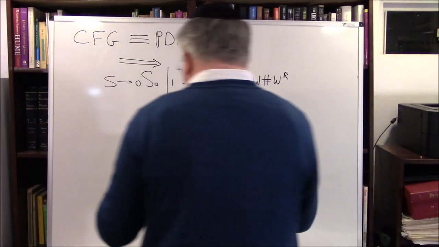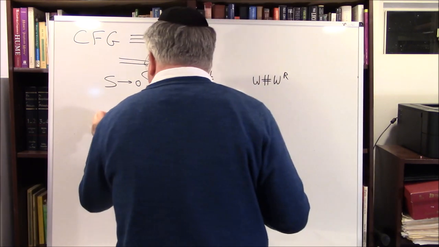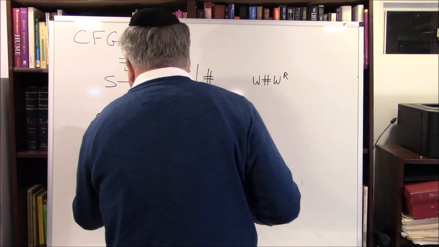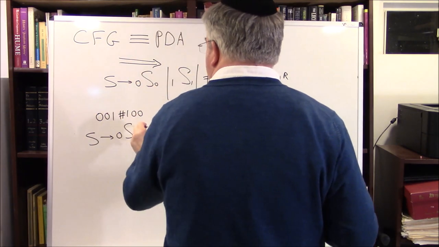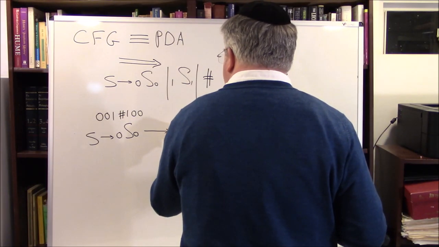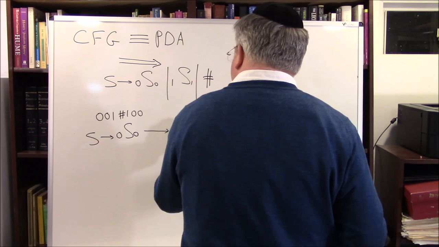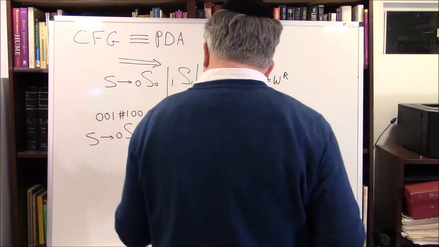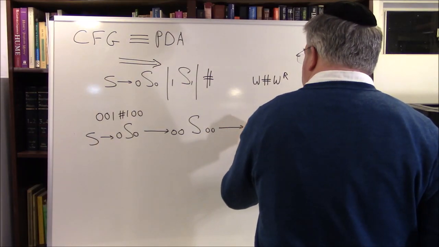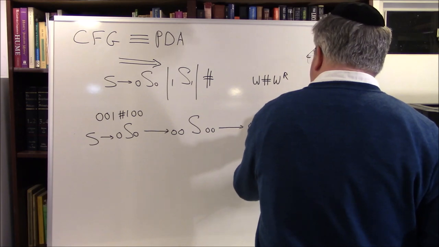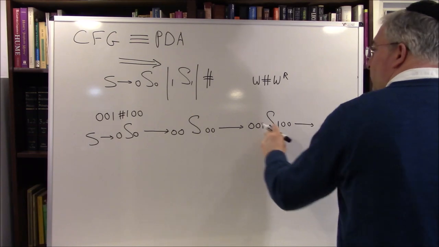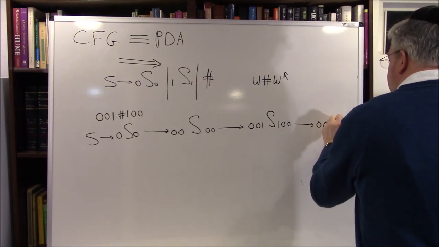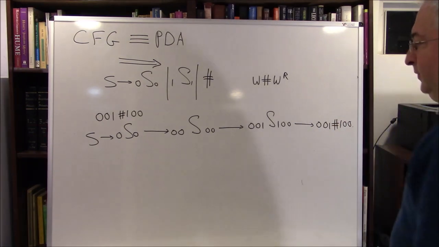In order to show you how it works, I want to derive a word. This is the word I want to derive: 001, number sign, 100. So here's the way it goes. S goes to 0S0. That's those two. Followed by 00S00. That's the inner zeros. Followed by 001S100. And then finally, this S goes to the number sign. It's the only way you're going to be able to get rid of the S is to put the number sign. So it's 001, number sign, 100. So we derive that word.